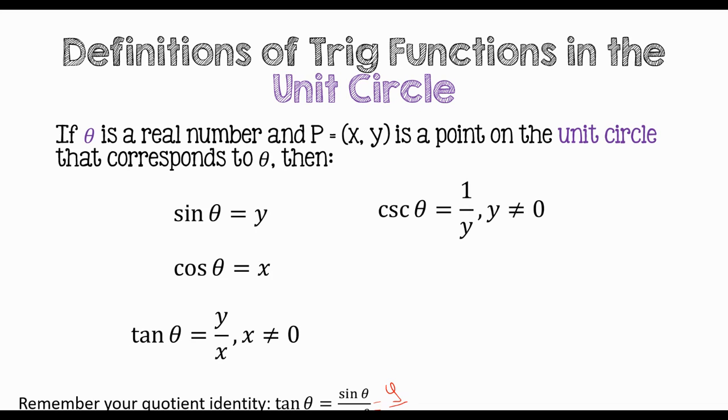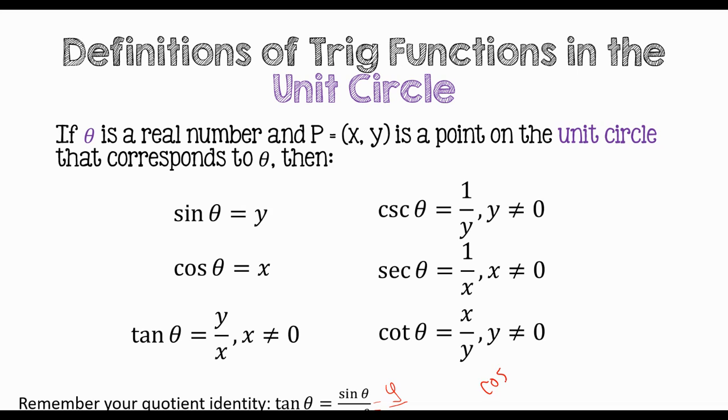Cosecant is now 1 over y because it's the reciprocal identity, also because it's r over y, and r is now 1. Secant of theta is now 1 over x, again because it's the reciprocal identity of cosine, and also because r is 1. And cotangent, because of the reciprocal identity, will be x over y. Also, our quotient identity for cotangent is cosine over sine, which is x over y when we're talking about cotangent.